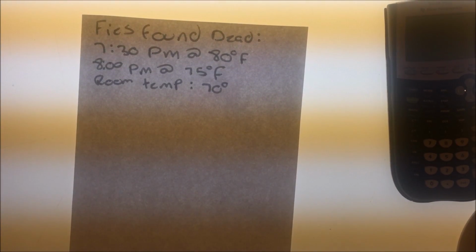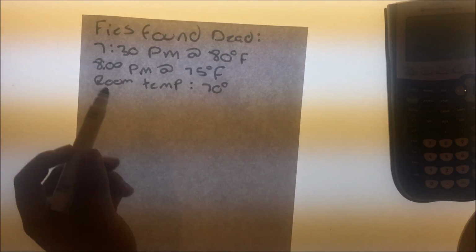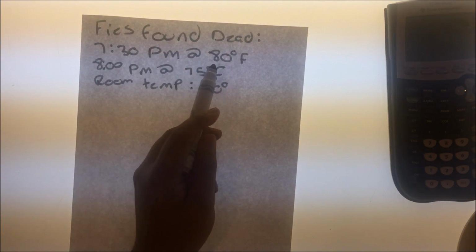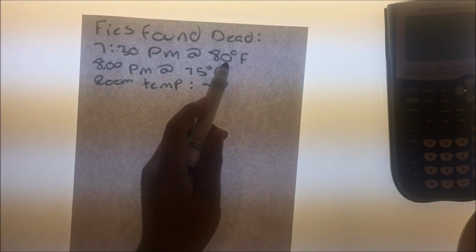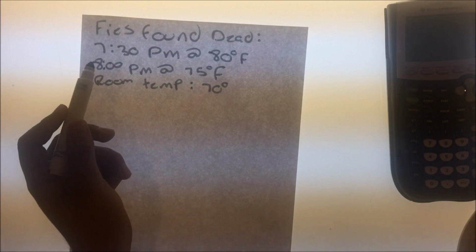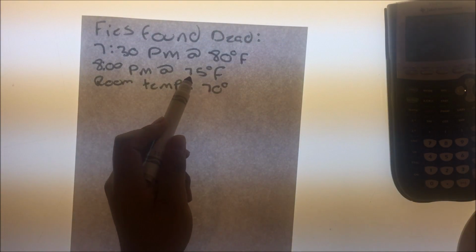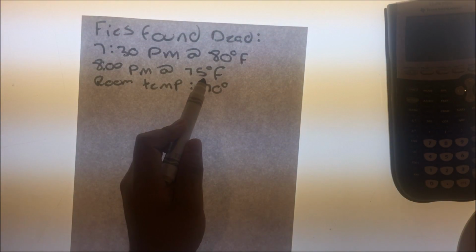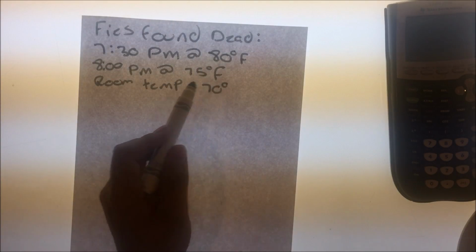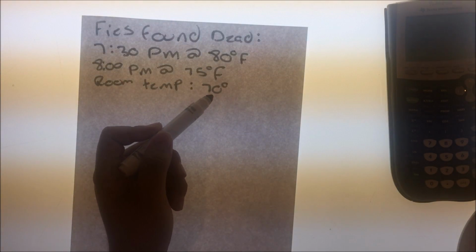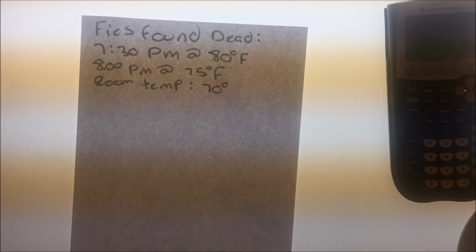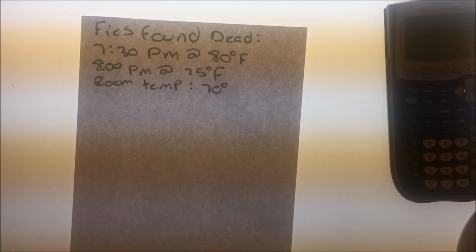Okay, so Mr. Fies is found dead at 7:30 p.m. with a body temperature of 80 degrees Fahrenheit. By 8 p.m., his body temperature is at 75 degrees Fahrenheit with a room temperature of 70 degrees. So we have to find the hour that Mr. Fies met his untimely demise.